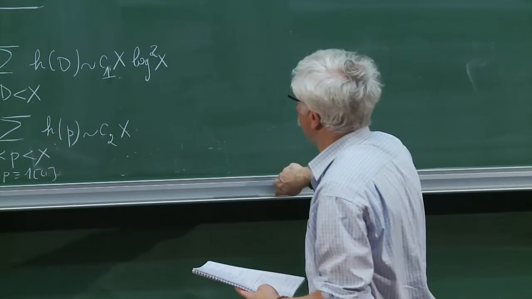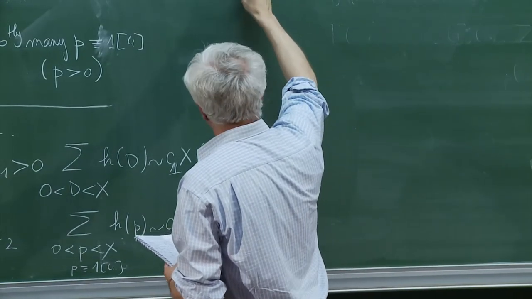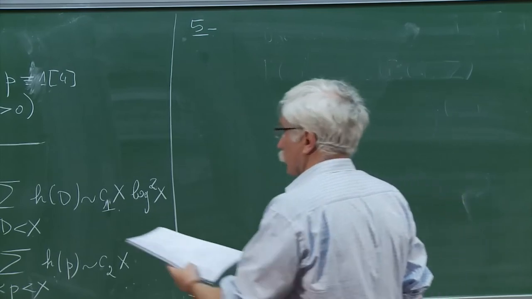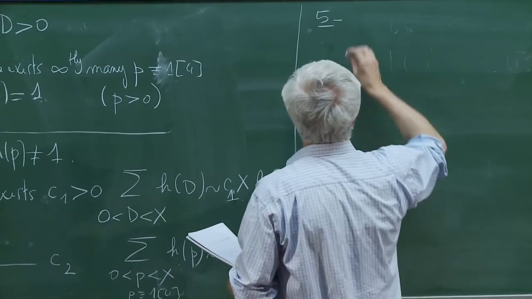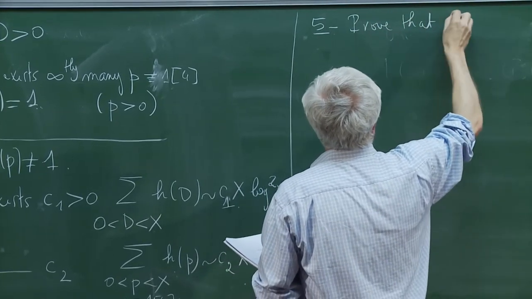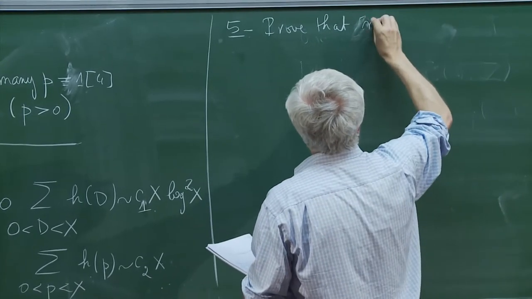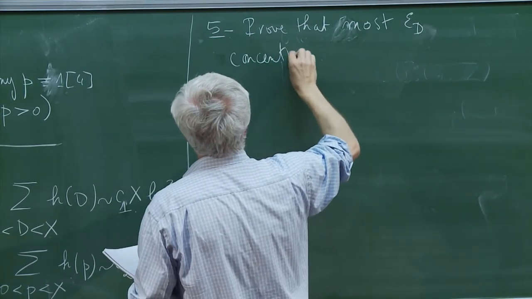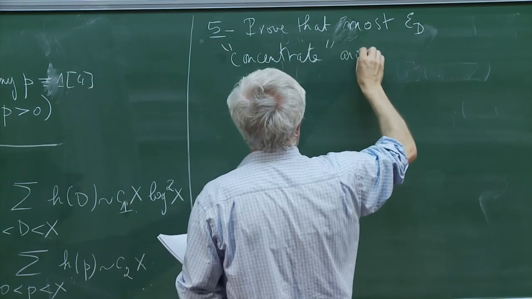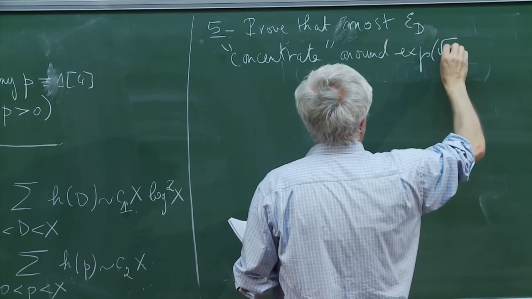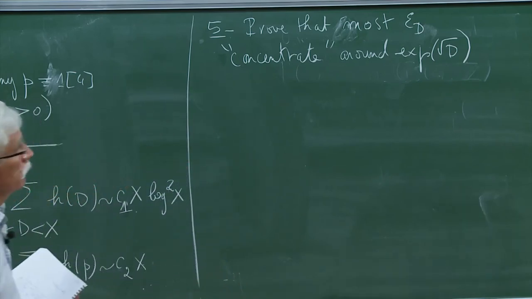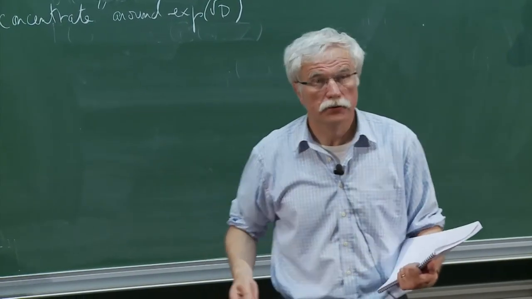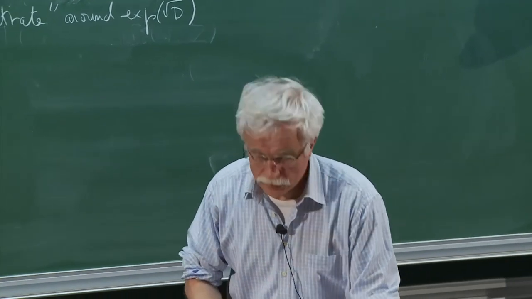And now the fifth one. Here also there is a convergence of several mathematicians, the three I quoted. They prove that most epsilon d concentrate around exponential of square root of d. I do not define what concentrate means, and you can guess what a nightmare it is from a computational point of view. Suppose you take a reasonable d, with three digits, and what is epsilon d? We see the difficulty.